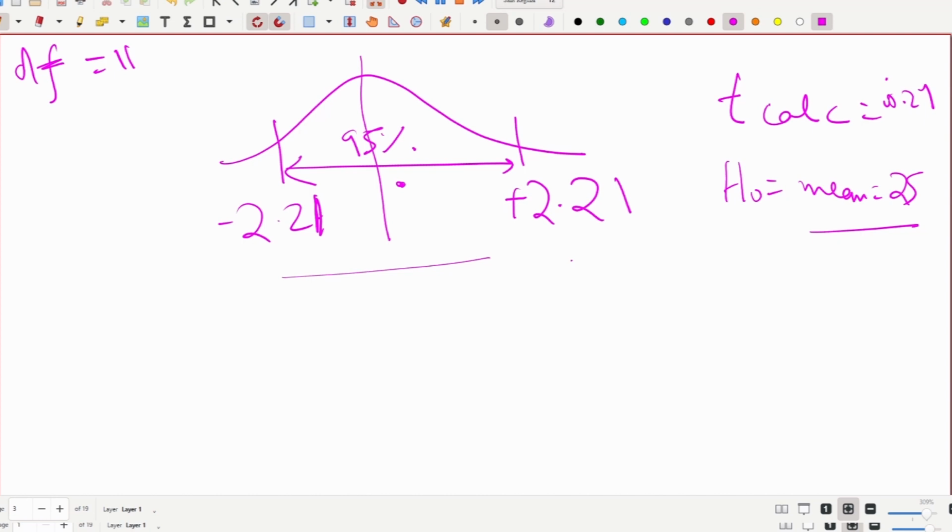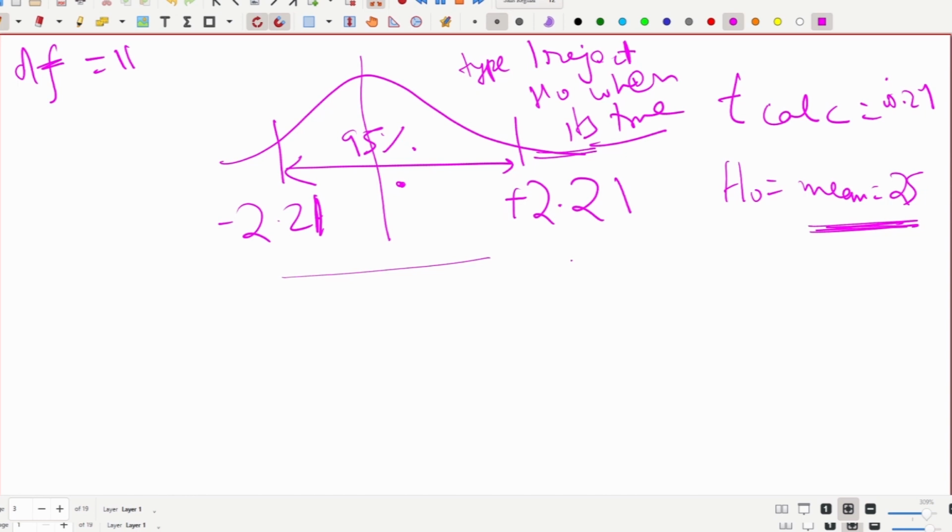Now, as I told you, we are trying to reduce type 1 error. What is type 1 error? Reject H naught when it is true. So type 1 is reject H naught when it's true, and we want to reduce this error.